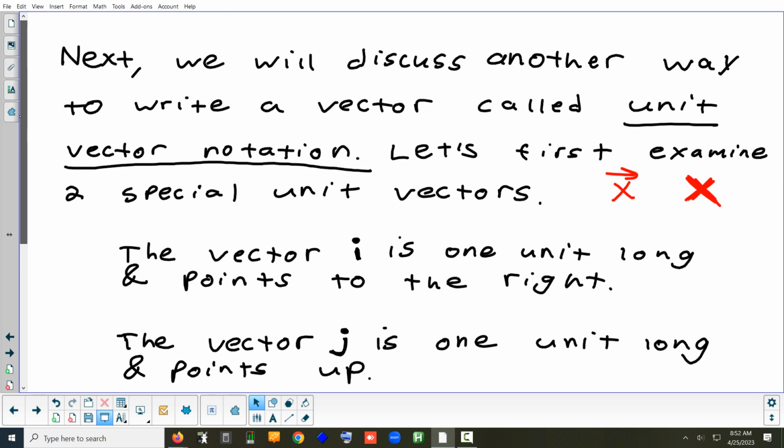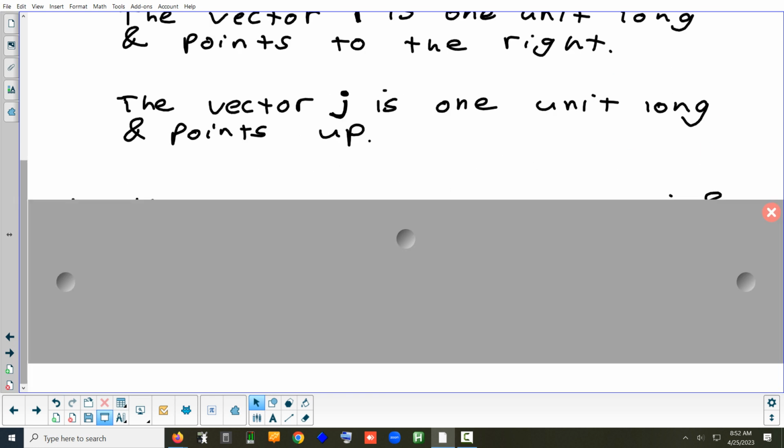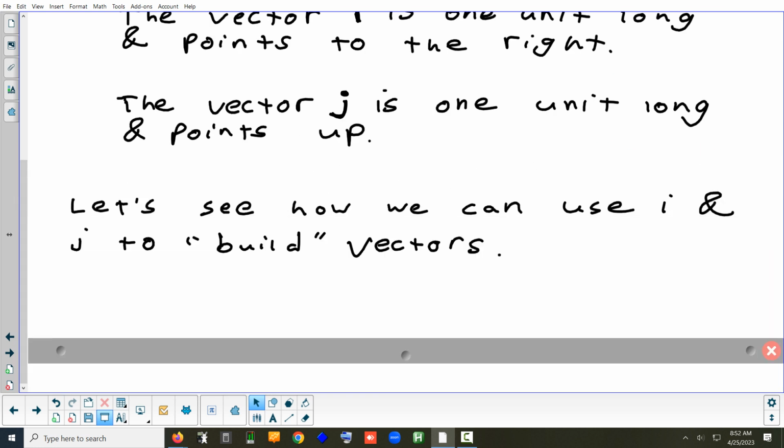So, what is this unit vector notation? How do we use I's and J's? Well, I'm going to show you how we can use the I and J and stack them together to build a vector. You're going to think of I and J as like Lego pieces, like building blocks. We're going to stack them up to build a vector.